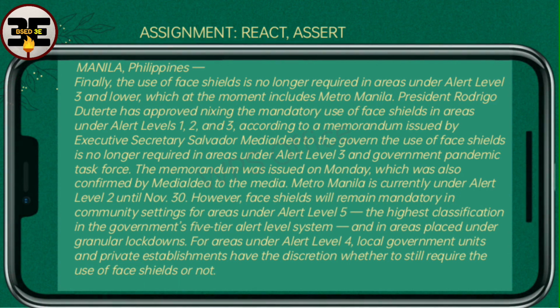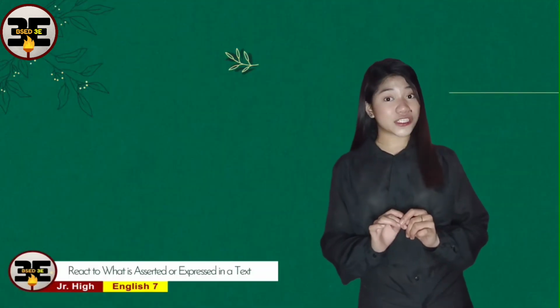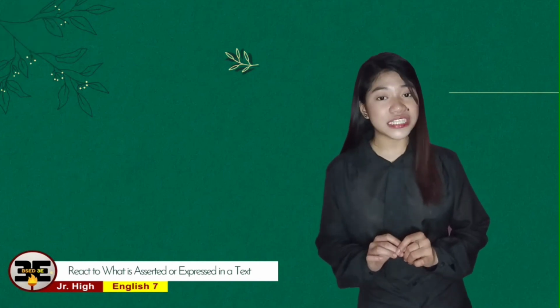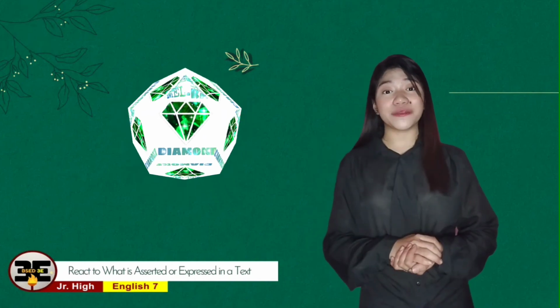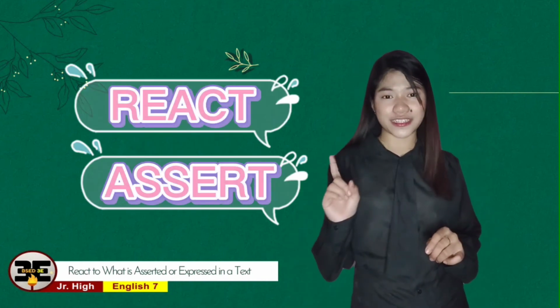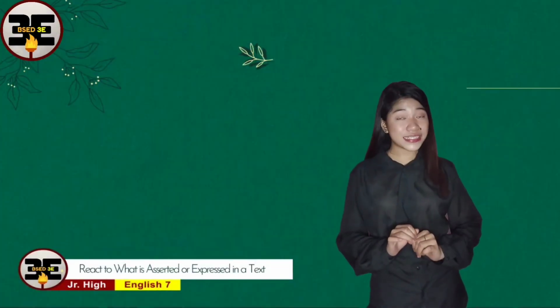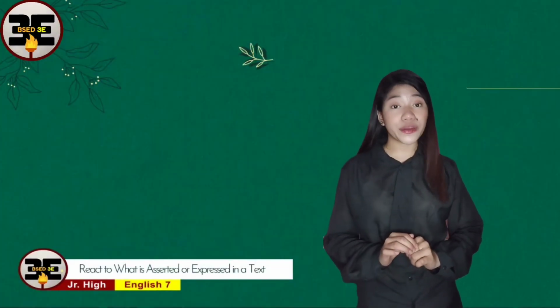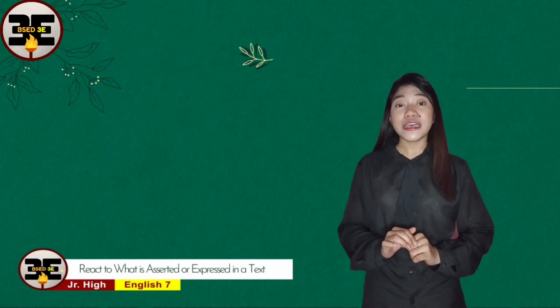Write at least a minimum of 3 sentences and accomplish them on your self-learning module on the last page. Whoever gets a perfect score for this assignment will receive another 3 emerald diamonds for the next episode. So good luck on your assignment, class. React, assert.